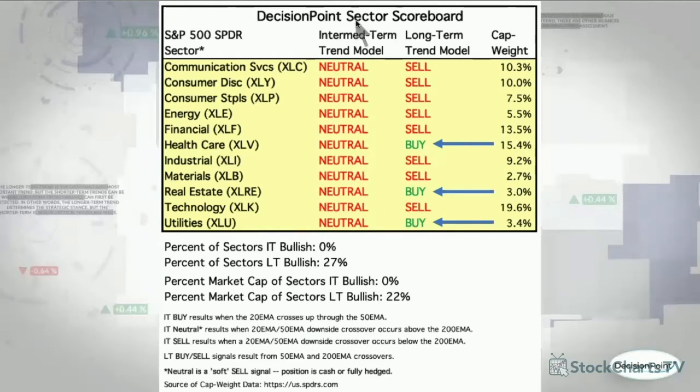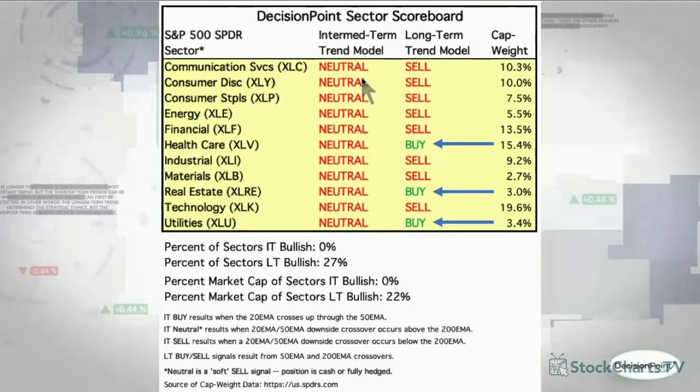Well, what does that mean? Just in general, what we mean by neutral is a soft sell signal. So your position should be more, fully in cash or fully hedged. Obviously you can't have exactly that, but that's just to give you the idea that we're not going on a shorting signal necessarily, although I know some of our more aggressive traders will use a neutral as a short. In any case, the intermediate term trend model is determined by 20 and 50-day EMA crossovers.